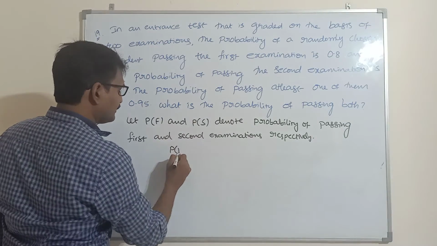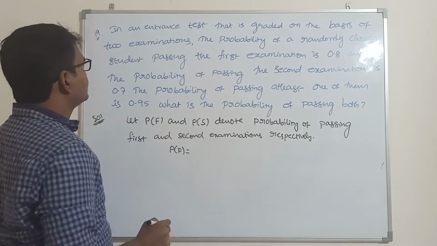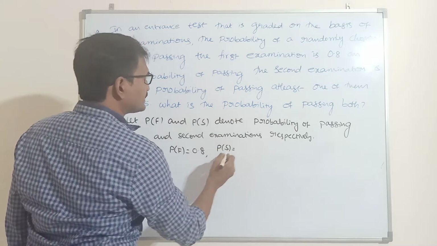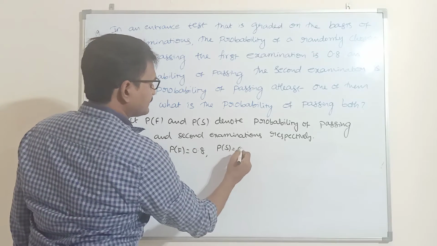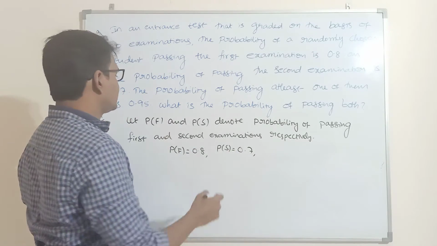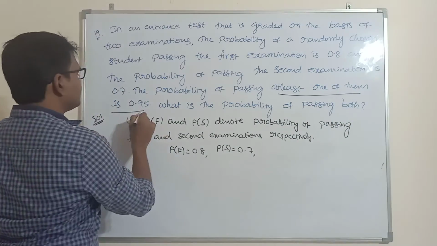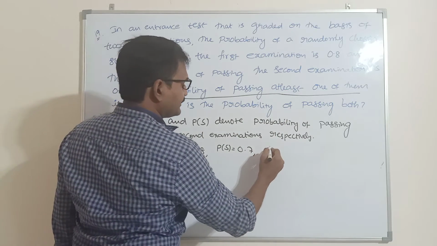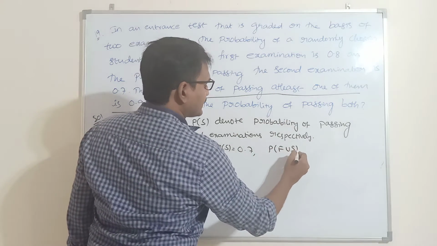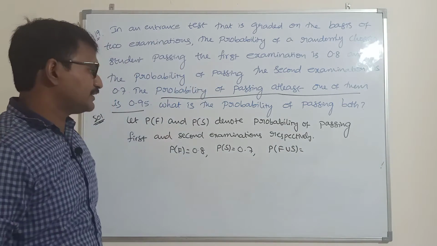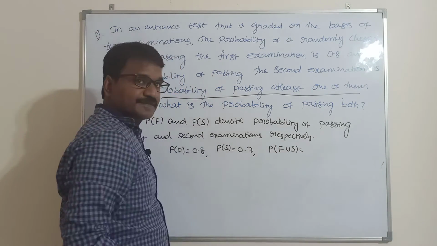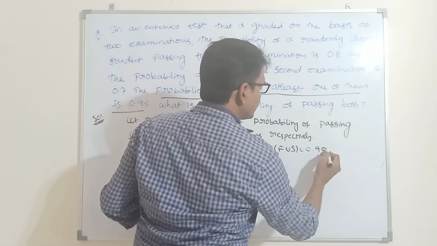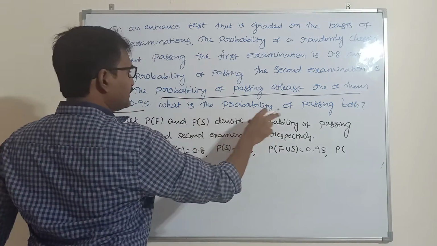So P of F, the probability of passing the first examination, is 0.8. The probability of passing the second examination is 0.7. Next, at least one of them. At least one of them means either A or B, either the first examination or the second examination. At least means or, either first or second. How much? 0.95. So next, probability of passing both.